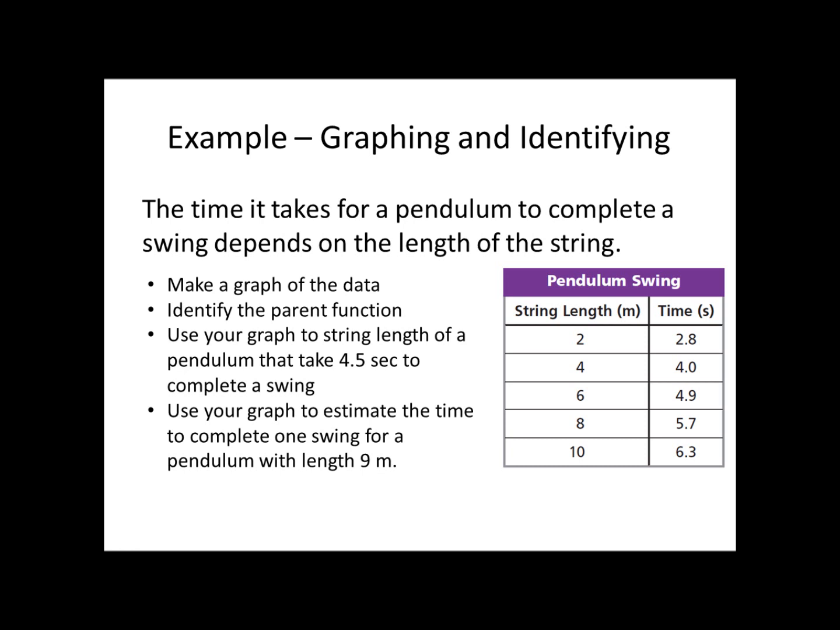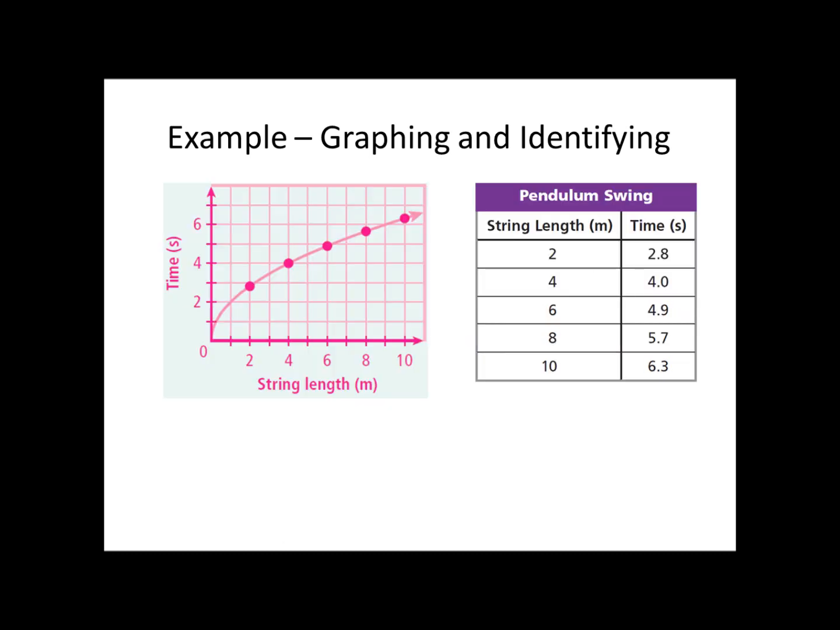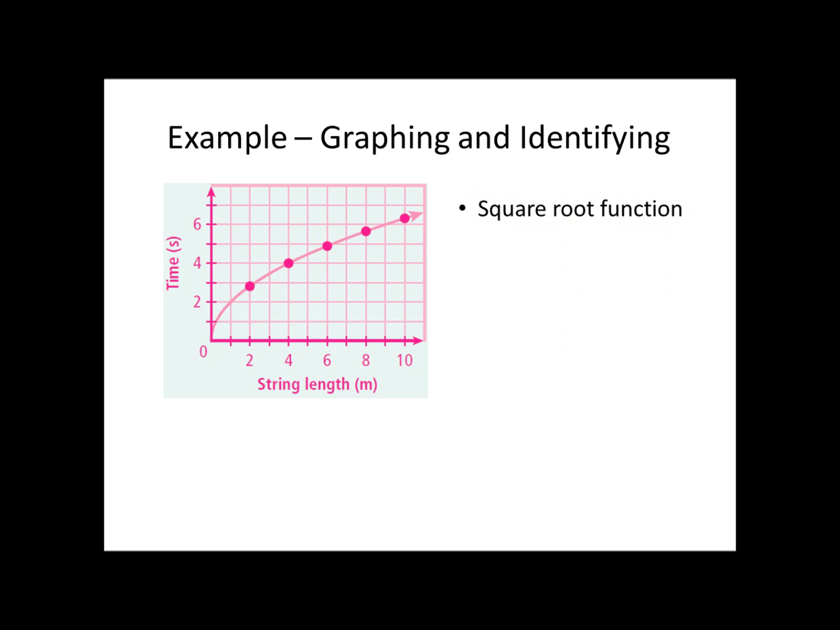And then we're going to try to use that graph to estimate the time to complete one swing for a pendulum that is 9 meters long. So let's start with that graph. We plot these points, we draw a curve. Does this look familiar? If you said it's a square root function, you're right. So it's actually a square root function that relates the time to complete a swing and the string length for a pendulum.